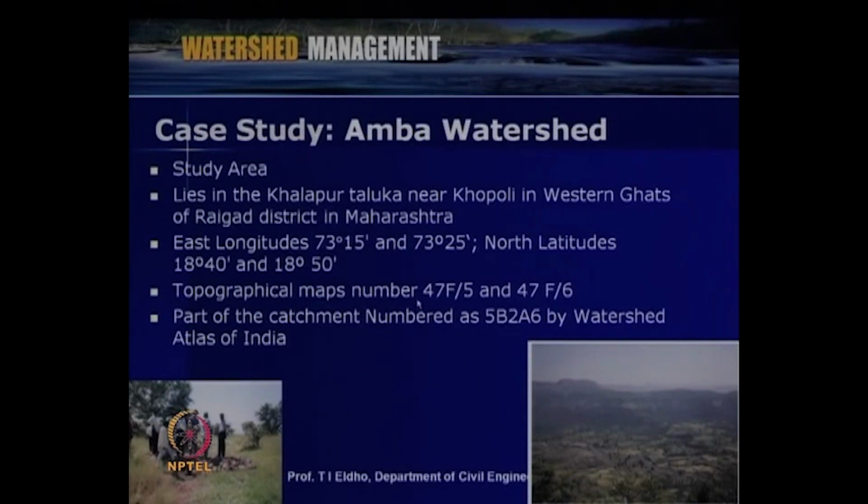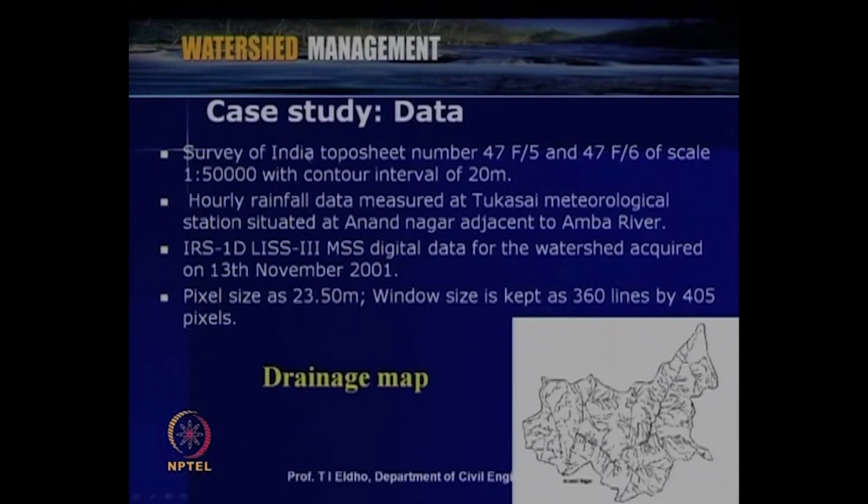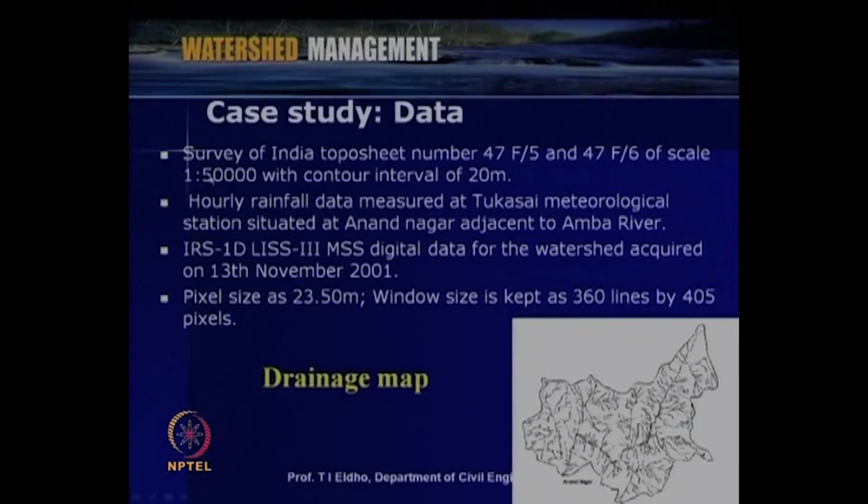The topographical maps of Survey of India, numbers 47F/5 and 47F/6, are used for this watershed. Part of the catchment is numbered as 5B2A6 by the Watershed Atlas of India. This shows some of the photographs of the area. Survey of India topo sheets at a scale of 1:50,000 with a contour interval of 20 meters are used in this study.